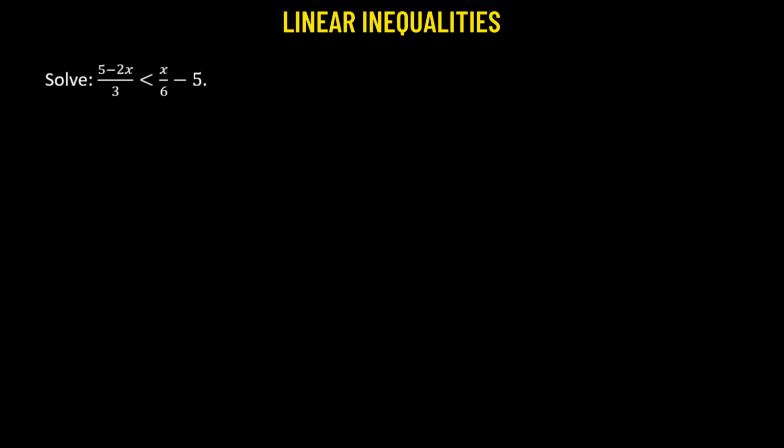Let's solve the following linear inequality. So we'll begin by multiplying throughout with 6. Here we have to use the fact that if A is less than B and we have another number C which is positive, then multiplying both sides with C is not going to affect the sign of the inequality. So let's use this fact here.